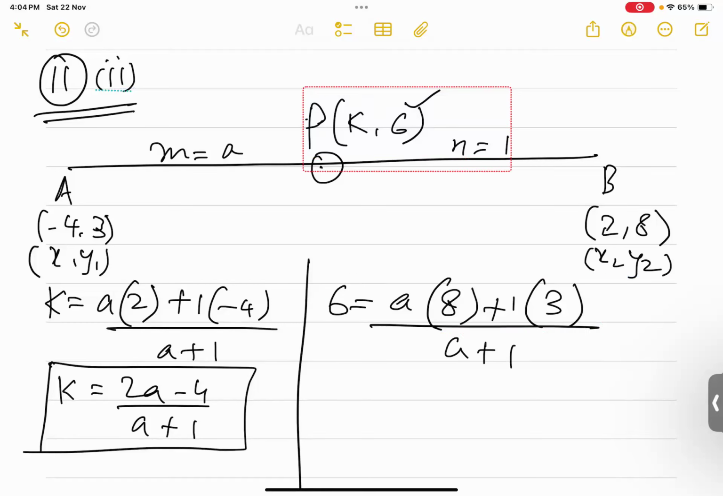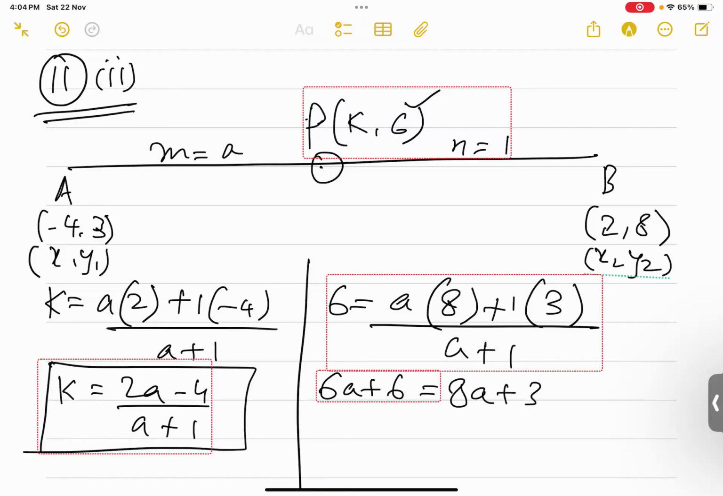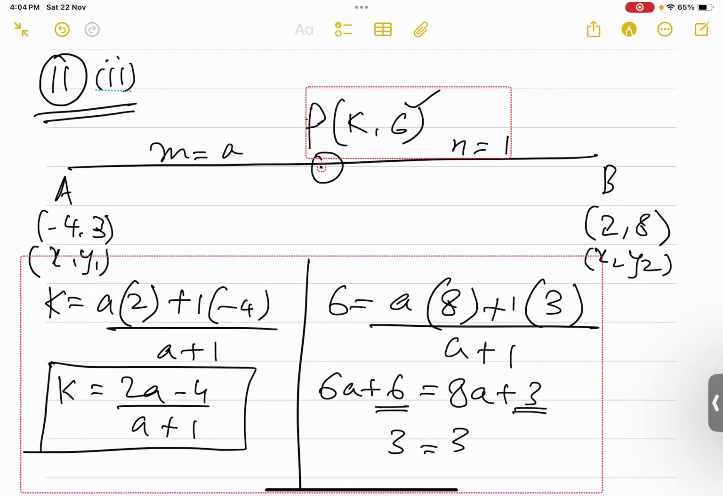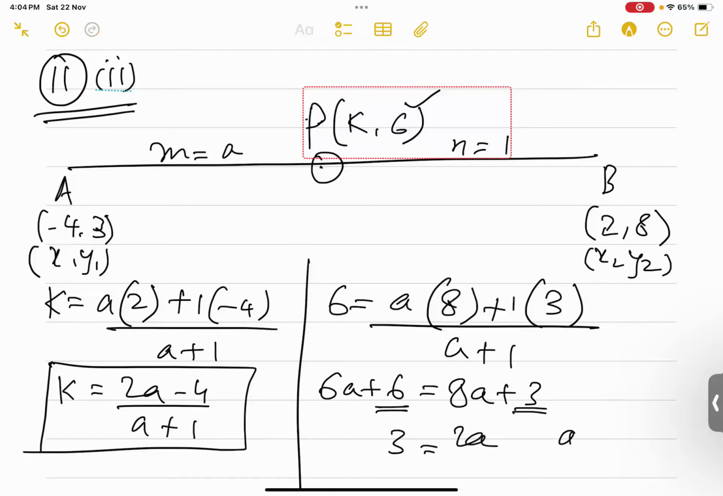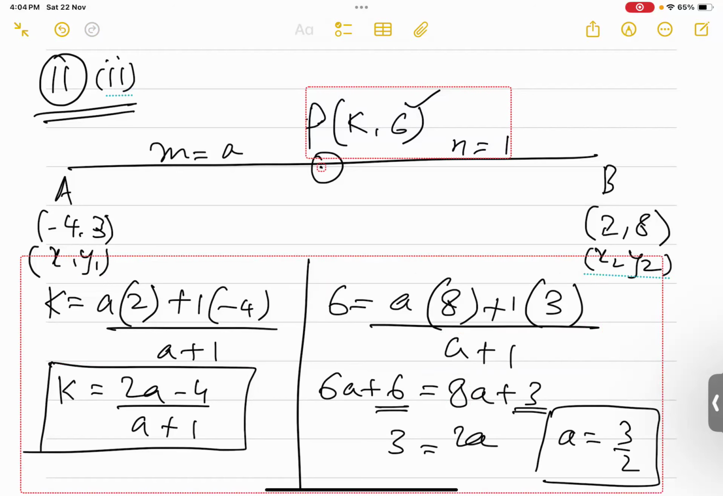Now you need to solve this. 6a plus 6, cross multiplication, 8a plus 3. 6 minus 3 will give you 3, and 8a minus 6a will give you 2a. So this will give you a is equal to 3 by 2. We got the value of a.